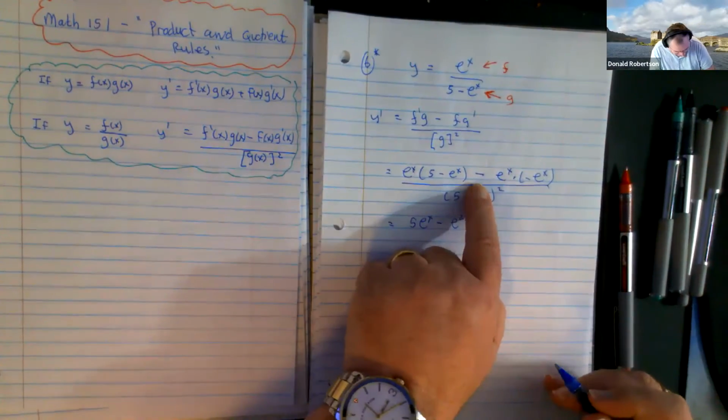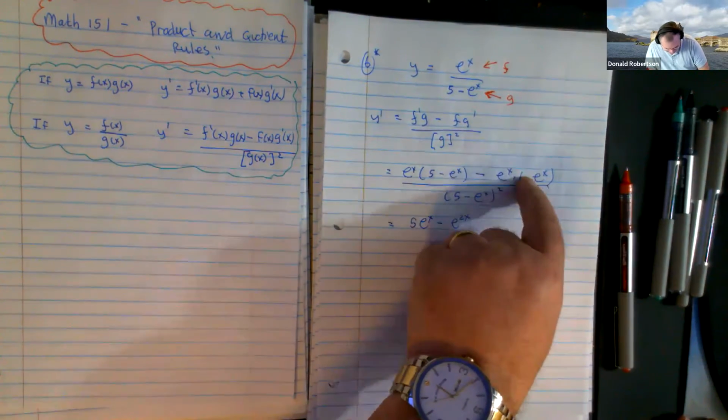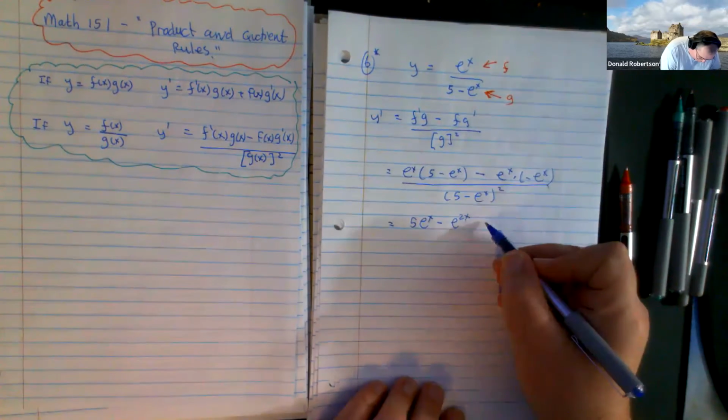Now this one here I'm going to be extra careful about. Negative e to the x times negative e to the x. Would you agree that becomes positive?